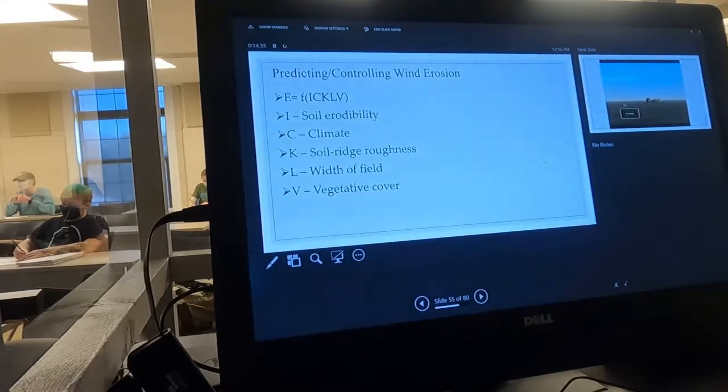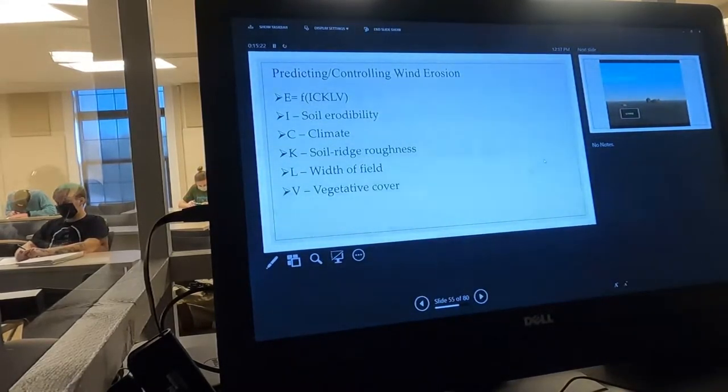Much like our RUSLE, there is a wind equation with a few different components, but pretty much the same thought processes with our soil erodibility. And we're going to have some climate factor, which would be kind of similar to our rainfall. The soil ridges, how rough the field is. The rougher the field, the less likely the wind is going to move across that very quickly. How wide the field is. And then also what kind of vegetative cover that we have there.